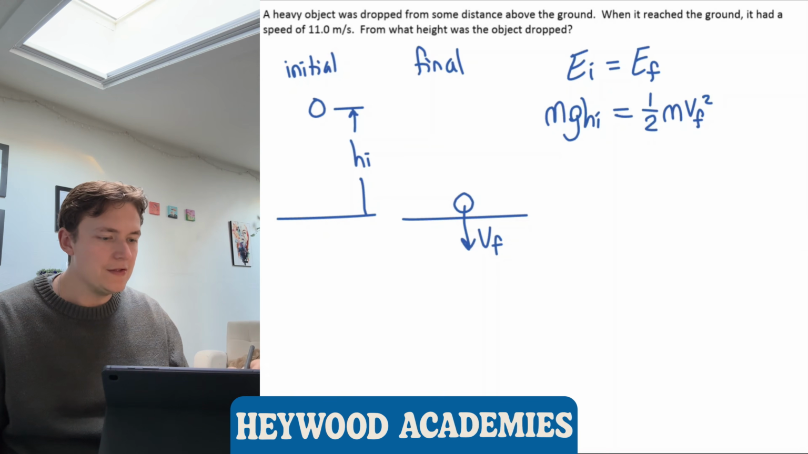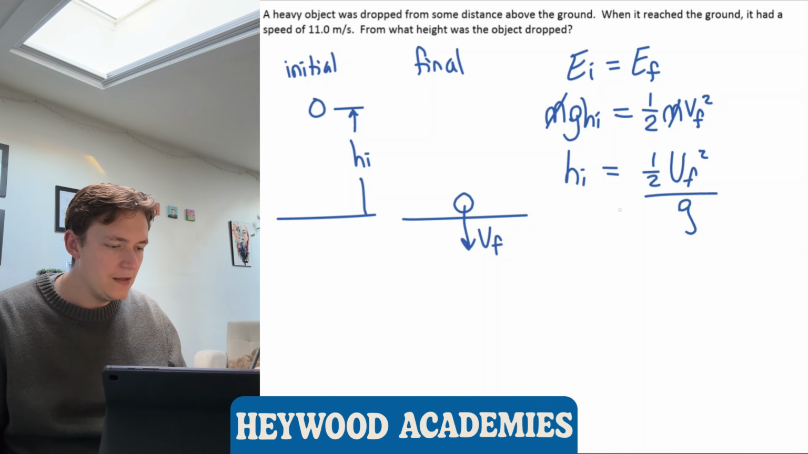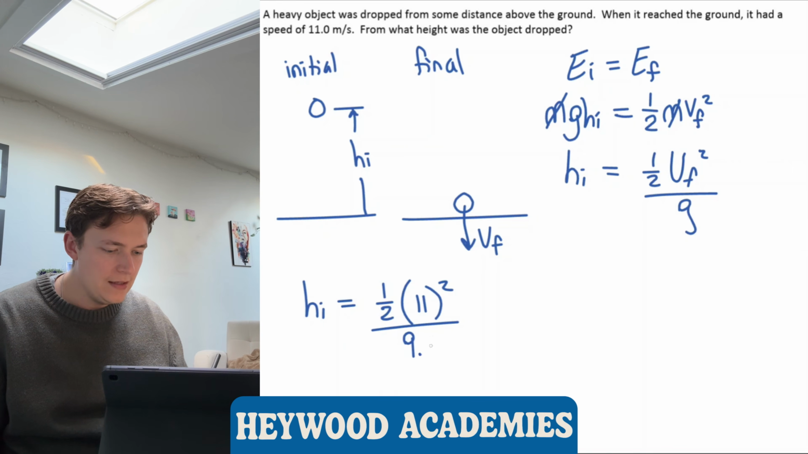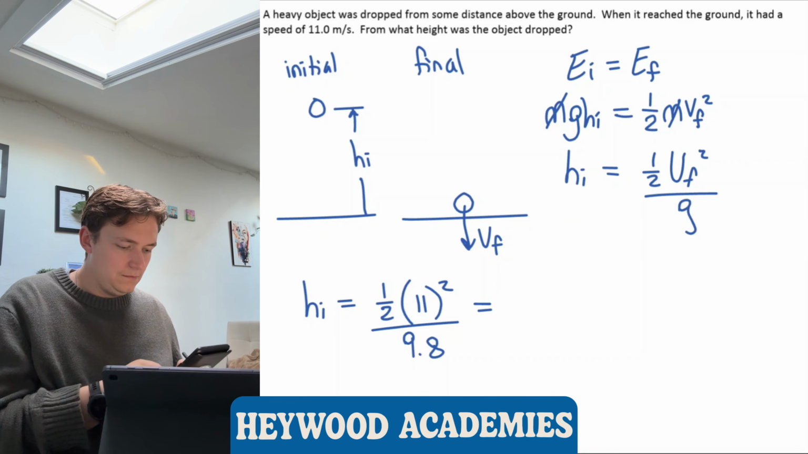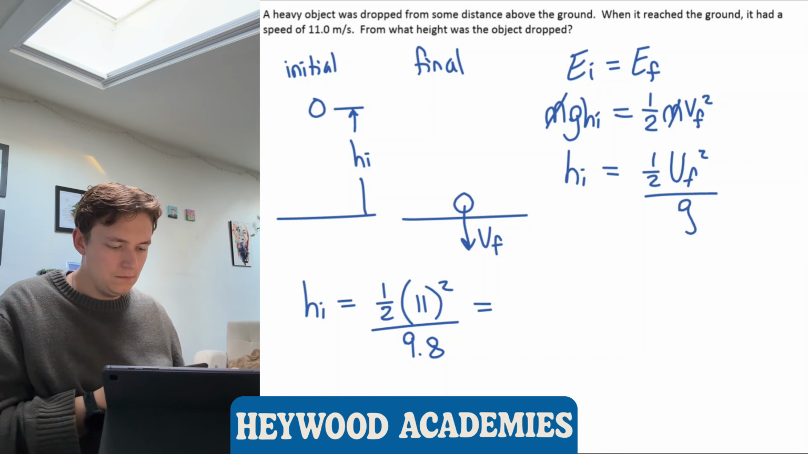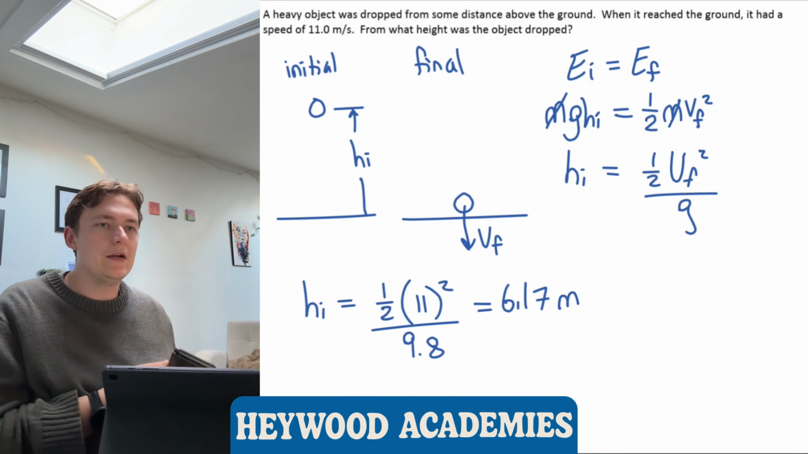And then we can solve this the same way. So cancel out those masses, get rid of those. So we're actually looking for the height in this case, so let's go and rearrange this. Let's divide both sides by g. So we'll get 1/2 v final squared over g. Okay, so the height initial, 1/2 times v final squared, so that v final should be 11. So we'll go 1/2 11 squared divided by 9.8. That gives us 6.17 meters.